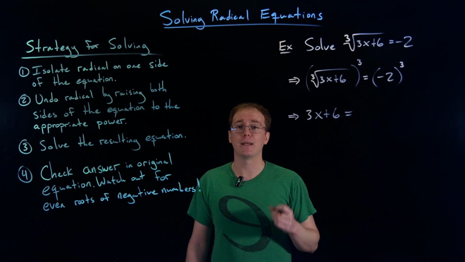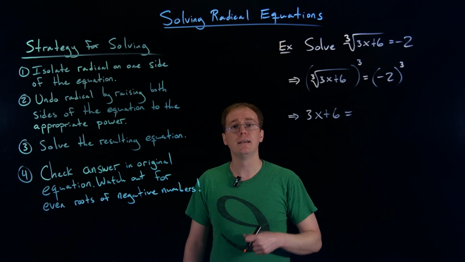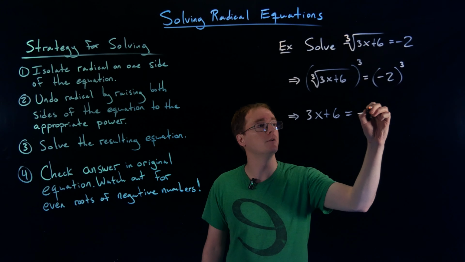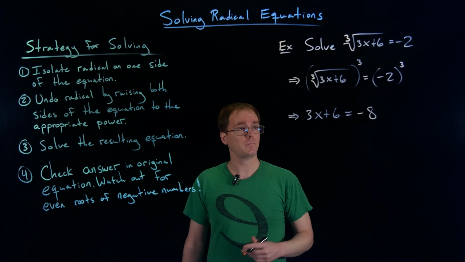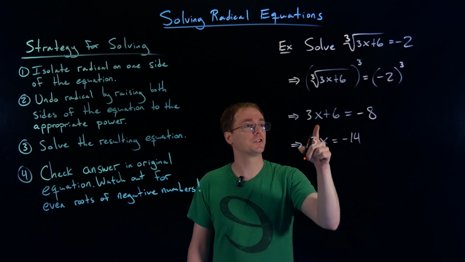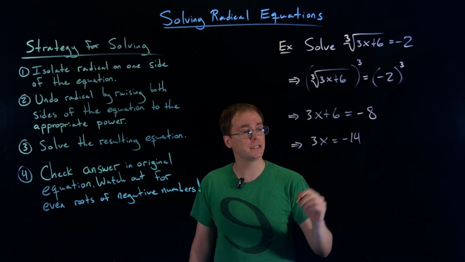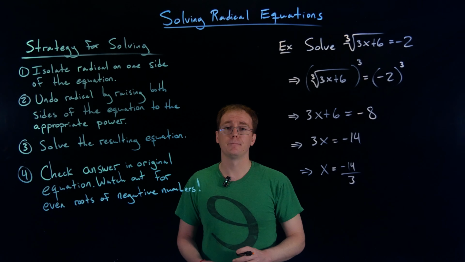Now on the right-hand side, we have negative 2 raised to the power of 3, and that's negative 2 times negative 2 times negative 2, and that'll be equal to negative 8. And so now we're left with a much nicer equation, much simpler to solve. We can do it in 2 steps here. First, we can subtract 6 from each side, and that'll give us 3x is equal to negative 8 minus 6, which is negative 14. And then we can get x by itself by dividing away that factor of 3. And our final answer ends up saying x is equal to negative 14 over 3.